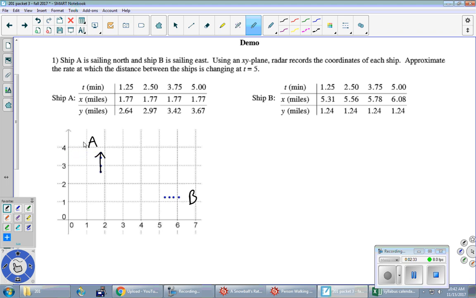And you can check the data on the other one. What's constant for the ship over there? The y value is always 1.24, and then the x's are getting bigger, so I'll just put an arrow here. That ship is heading to the east. And what we're interested in is the rate at which the distance between the ships is changing at this last moment that's recorded. It's the same moments in time for both tables.